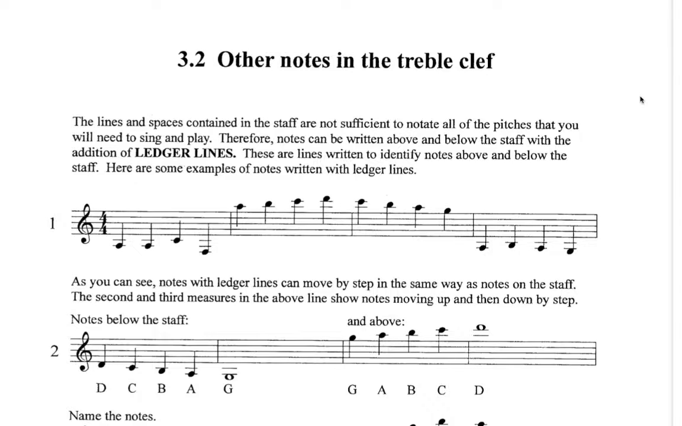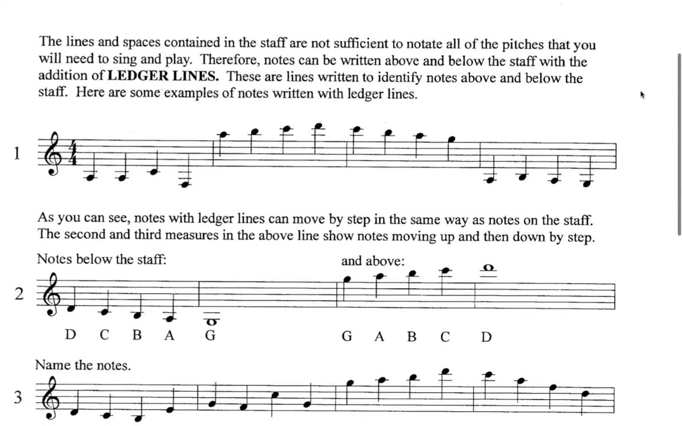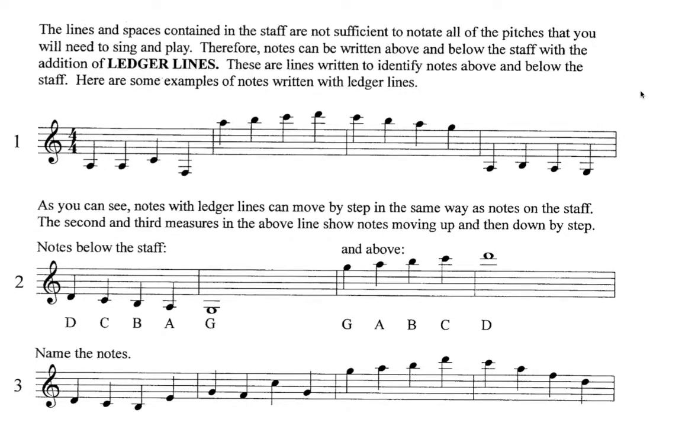Other notes in the treble clef. The lines and spaces contained in the staff are not sufficient to notate all the pitches that you will need to sing and play. Therefore, notes can be written above and below the staff with the addition of ledger lines. These are lines written to identify notes above and below the staff. Here are some examples of notes written with ledger lines.